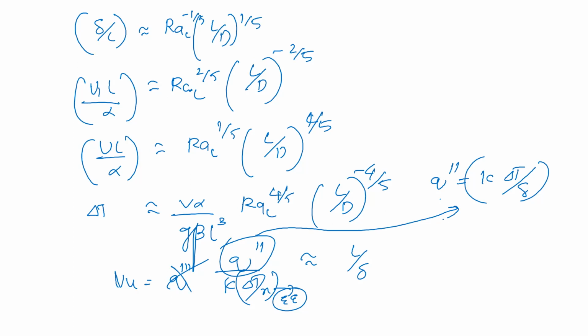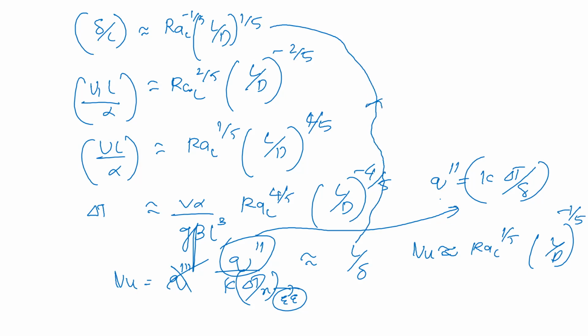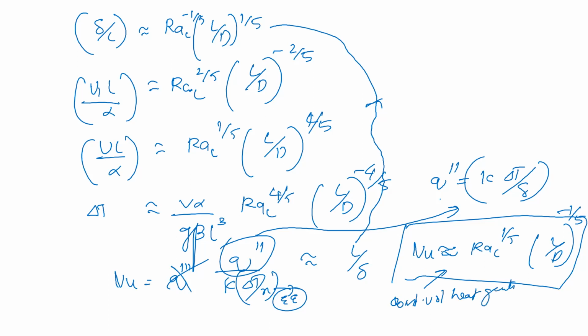So the Nusselt number comes to be just simply RAL raised to 1 by 5, L by D raised to minus 1 by 5. Because L by delta we have already determined from delta by L, so that has to be used. This is the reverse. So this is for the constant volumetric heat generation. It is dependent on the length to diameter ratio and the Rayleigh number.